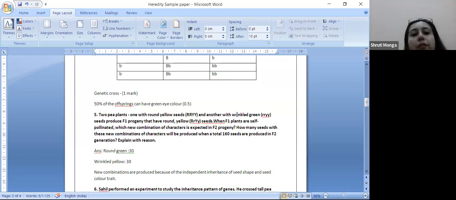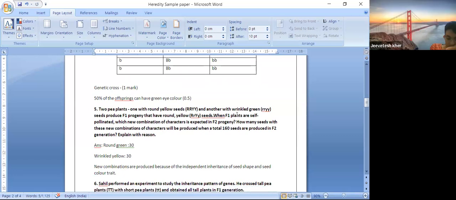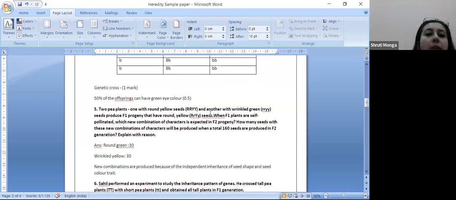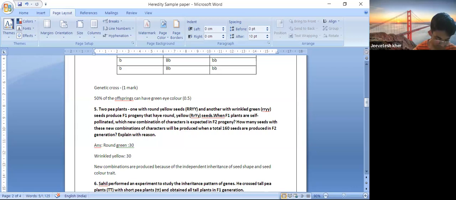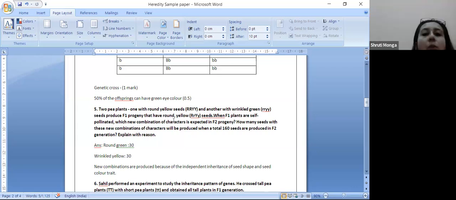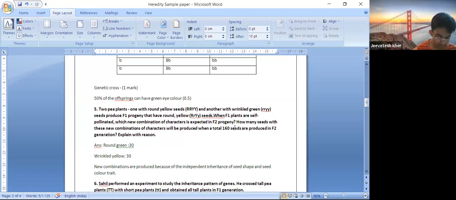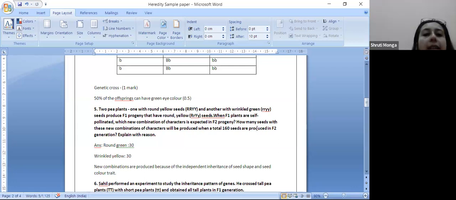Come to question number 5 quickly. Two pea plants, one with round yellow seed, another with wrinkled green seed, produce F1 progeny that have round yellow seeds. When F1 plants are self-pollinated, which new combination of character is expected in F2 progeny? How many seeds with these new combination of character will be produced when a total 160 seeds are produced in F2 generation? Explain with reason.